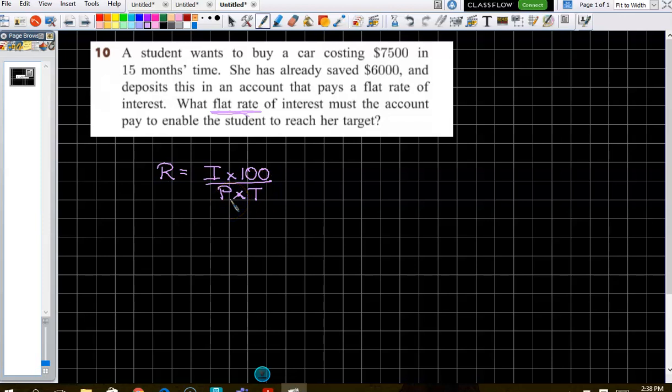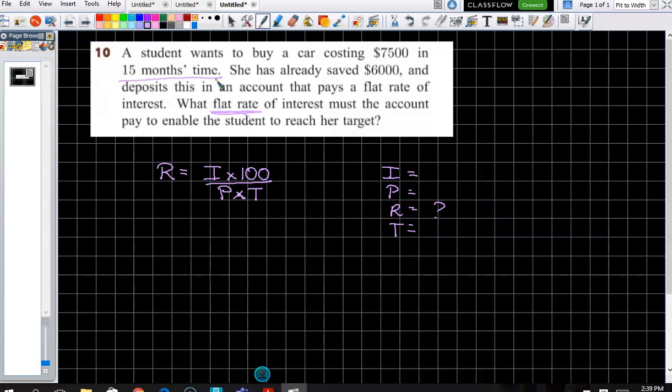Ben, Macy, Ben. All right, a student wants to buy a car costing $7,500. We should have all of our information here, and you just need to fill it out. So let's have a look. Can you help us out? What are we going to put? We can see 15 months. What's that clearly?